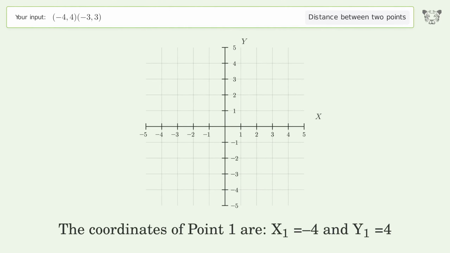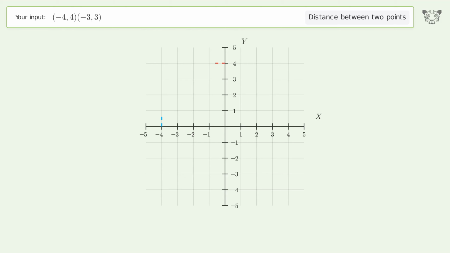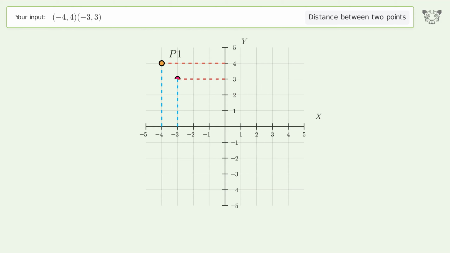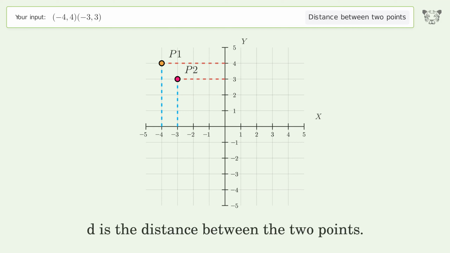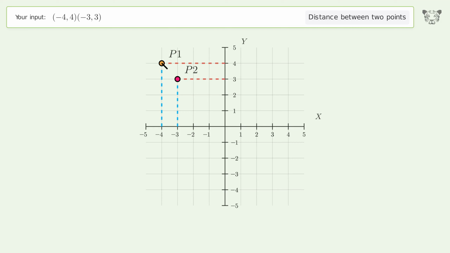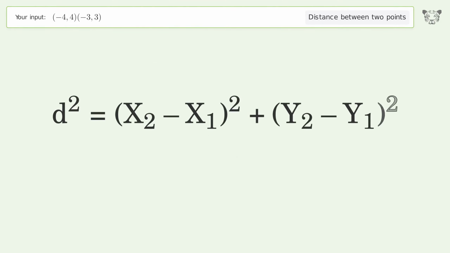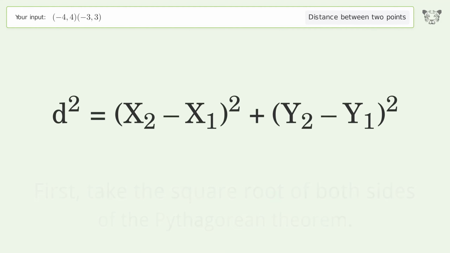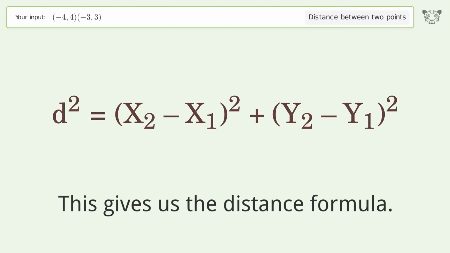The coordinates of point 1 are x1 equals -4 and y1 equals 4. The coordinates of point 2 are x2 equals -3 and y2 equals 3. D is the distance between the 2 points. First, take the square root of both sides of the Pythagorean theorem. This gives us the distance formula.